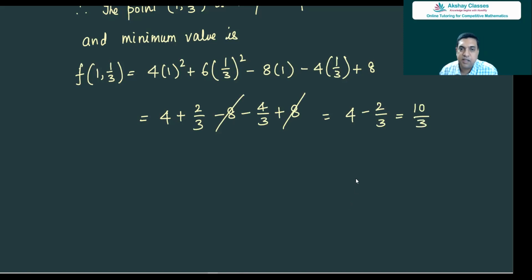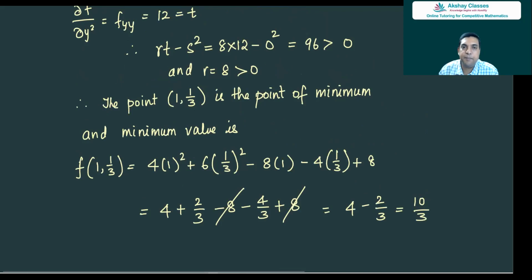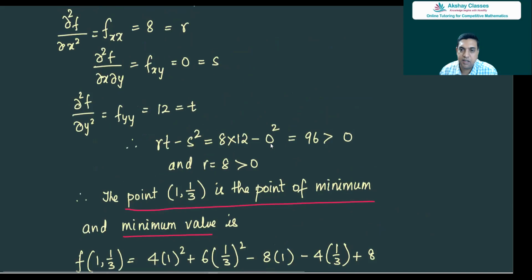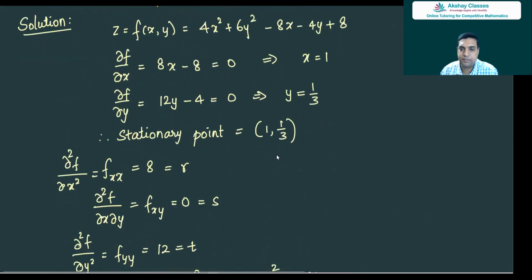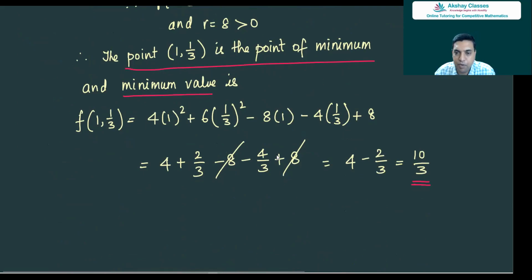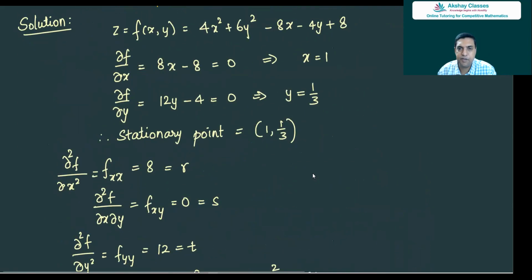So the correct answer is, it is the point of minimum, and the minimum value is 10/3. This is the correct answer. Okay, so this was a problem on GATE, which was very simple. It was not complicated. It was not a saddle point. It was a simple equation, and we were able to solve it very easily. Let's do another problem of GATE, previous GATE question.